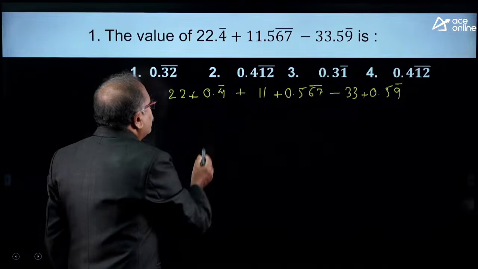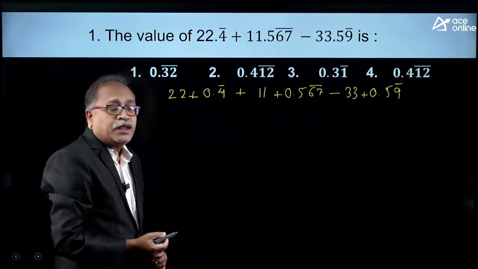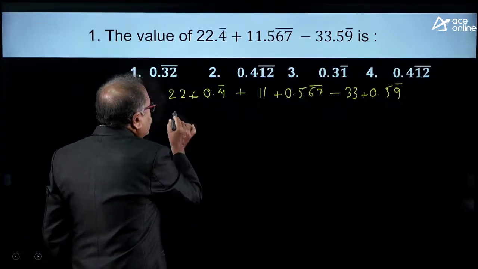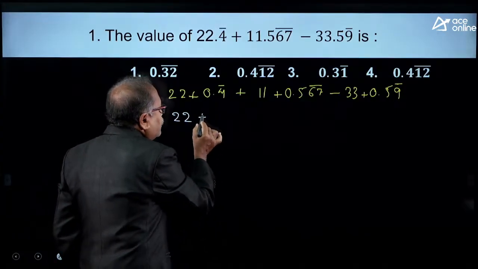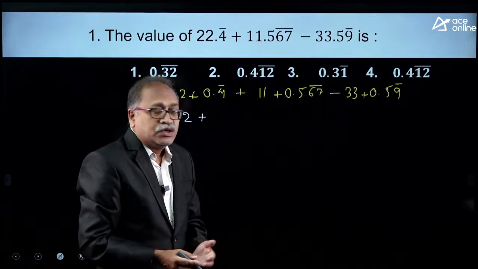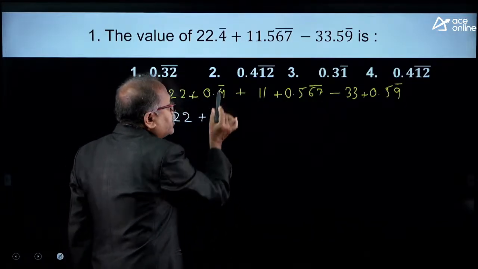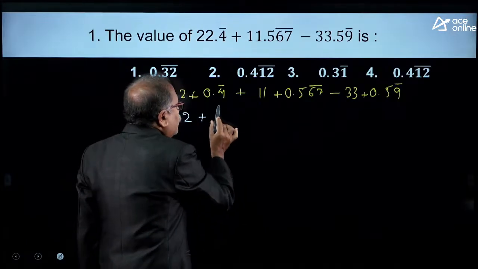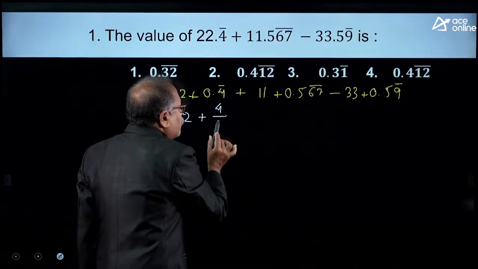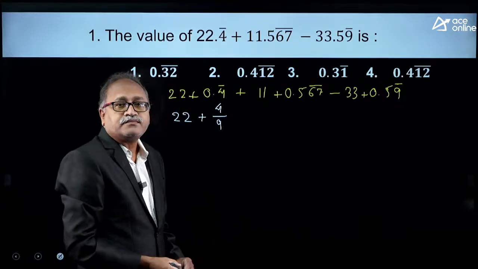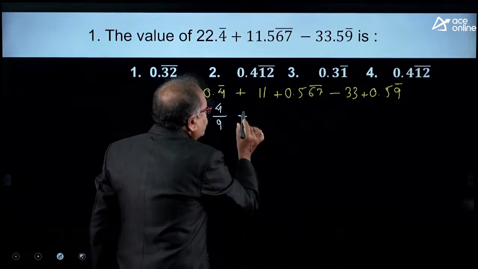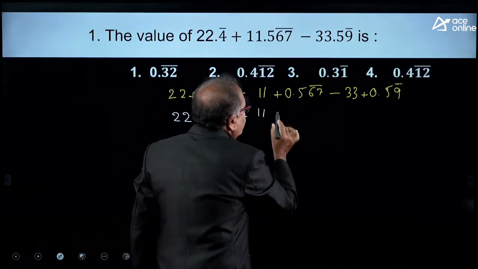We write this 4, the bar is there on that, so that is 4 by 9. I am writing it in a little bit of a detailed manner, because I don't know how many of you are understanding this pattern here. So let me write down here, after 4 there is a bar, so for one digit with a bar, 9 comes over here. Done. So this I converted into fraction, and come over here, this can be written as 11 plus.